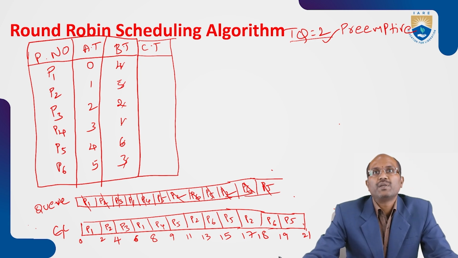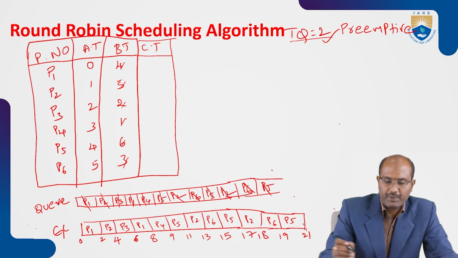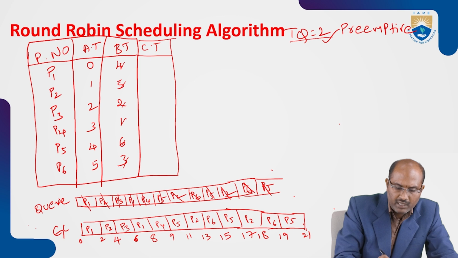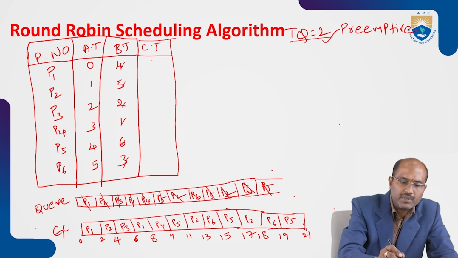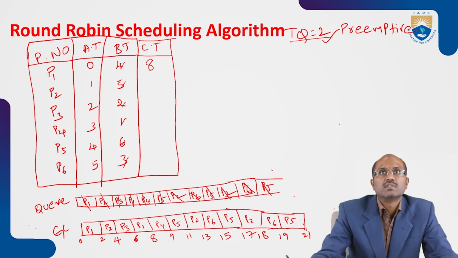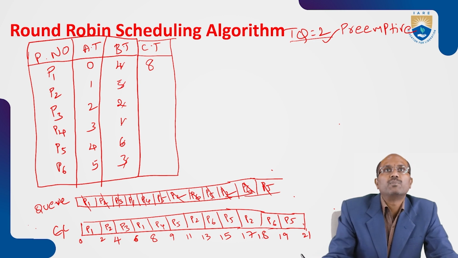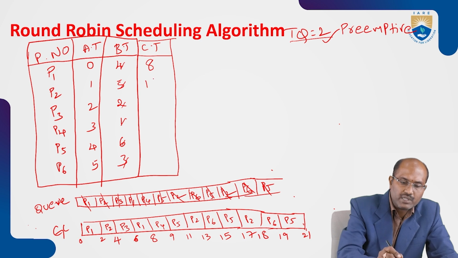Completion time. Check where P1 completed in the Gantt chart, coming from back to front. P1 completed at 8 units of time. That is the completion time for P1. P2 completed at 18 units of time, so the completion time for P2 is 18.